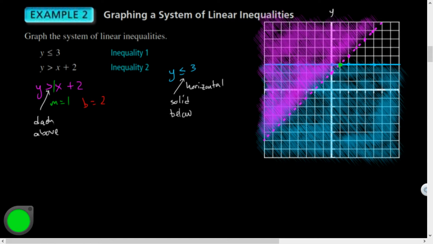Sorry, 1, 3. My bad. 1, 3. Whoa! You guys always feel free to correct me if need be. But yeah, the common shaded region, you guys can probably see, is this area right in here. So those are all of the points that are solutions of my system.